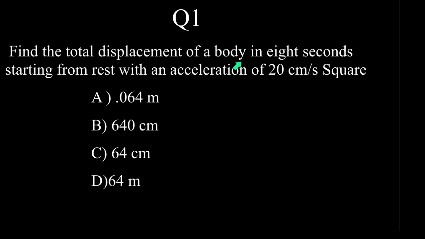Find the total displacement of a body in 8 seconds starting from rest with an acceleration of 20 centimeter per second square. Okay, so this is a very straightforward question. So let us first write down the given details. Since the body starts from rest, we can say that the initial velocity u is equal to 0.